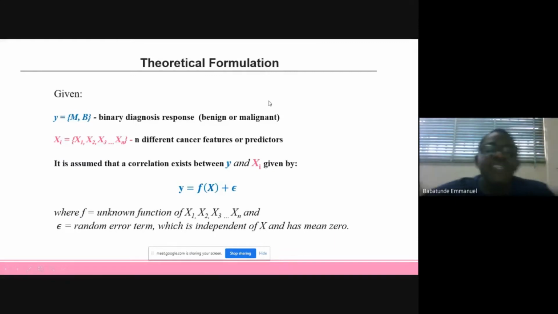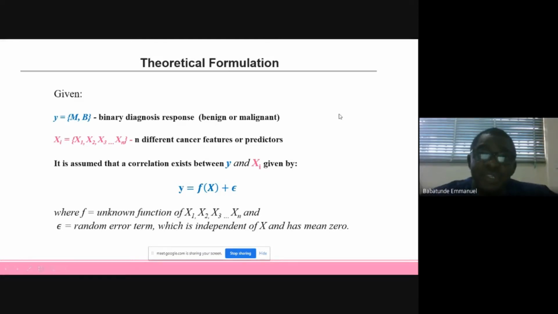So the theoretical formulation here is that given an output response, which will be a binary diagnosis, benign or malignant, and given also the data features or predictors, which we have according to the characteristics of our data set, that will be xi, which is equal to x1, x2 up to xn, it is assumed that there is a correlation that exists between y and xi.